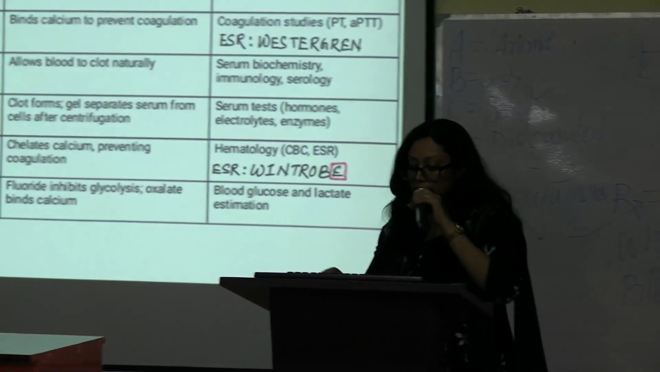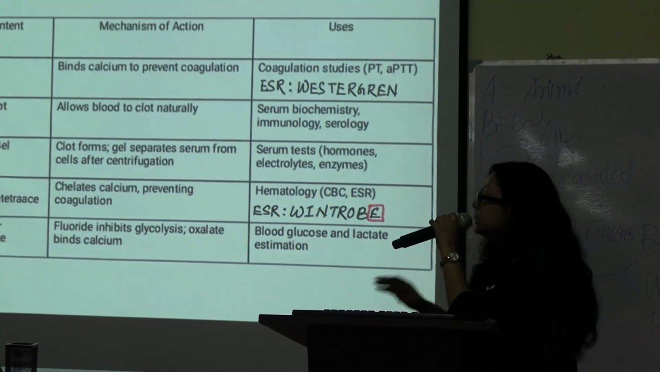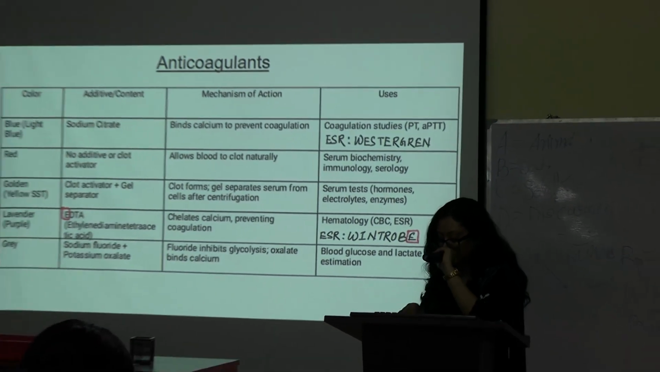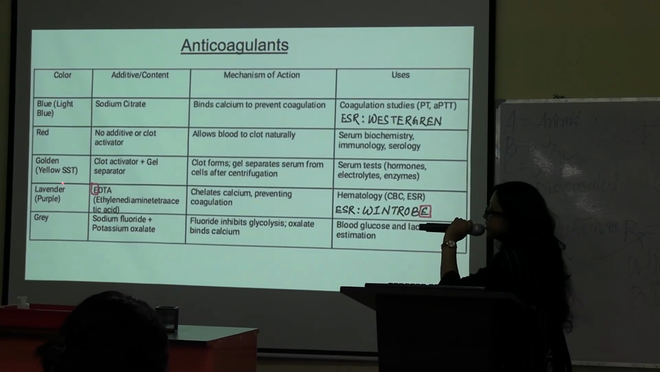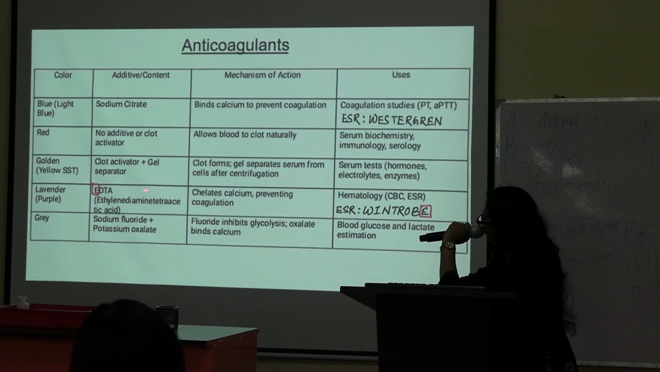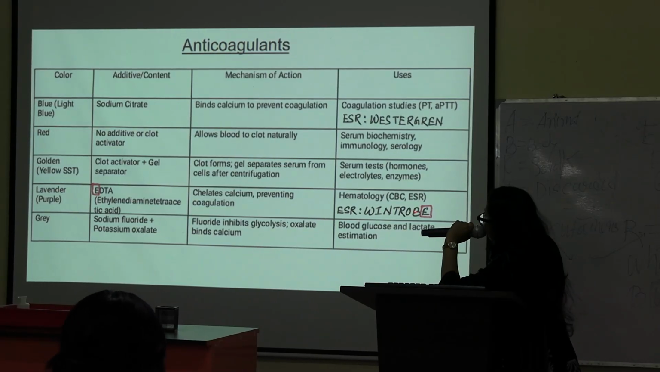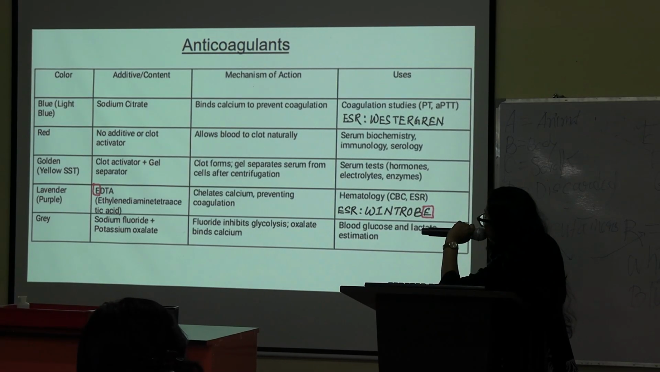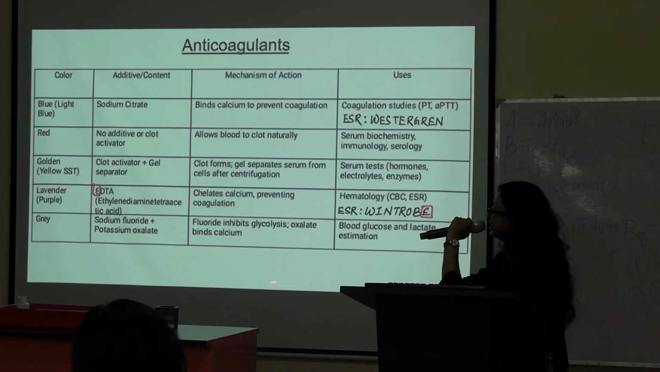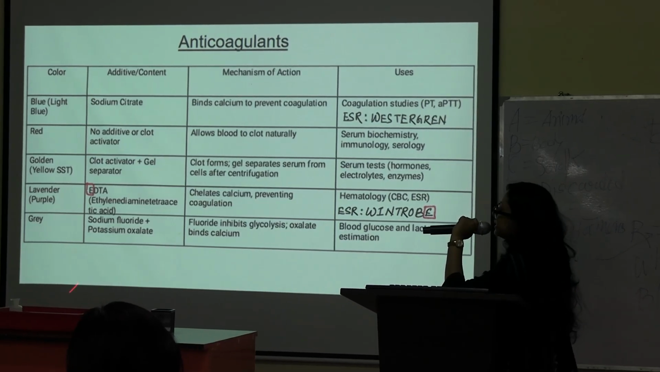Now, this is a very important slide. You have to master each and every word written over here. So, the most commonly used one is the lavender or purple color, which contains EDTA. So, it is used for maximum hematological studies like the CBC, ESR, hemoglobin, TLC, DLC, platelet count.